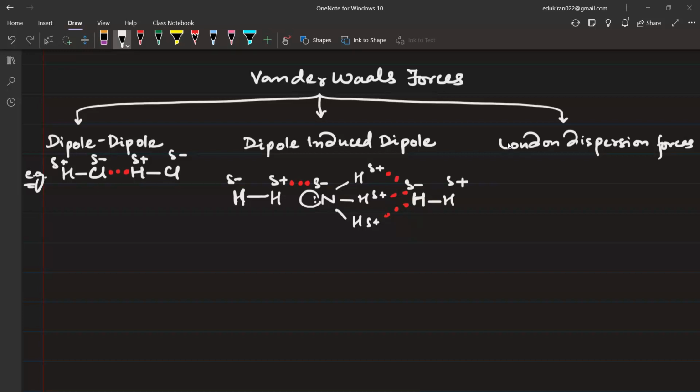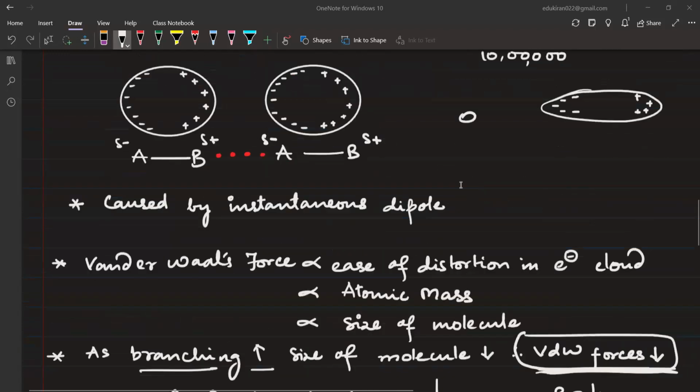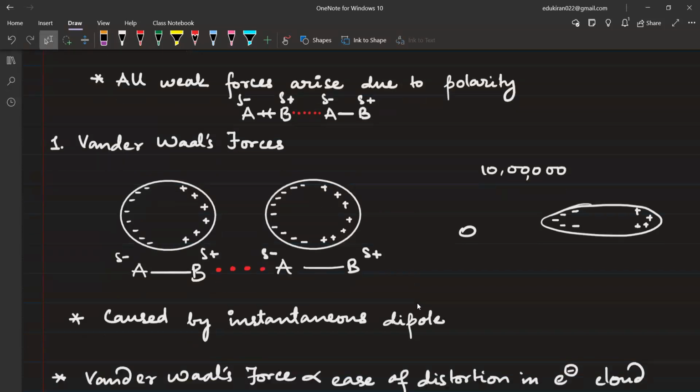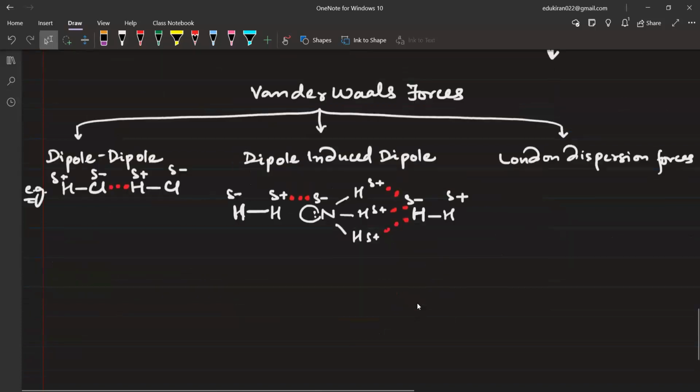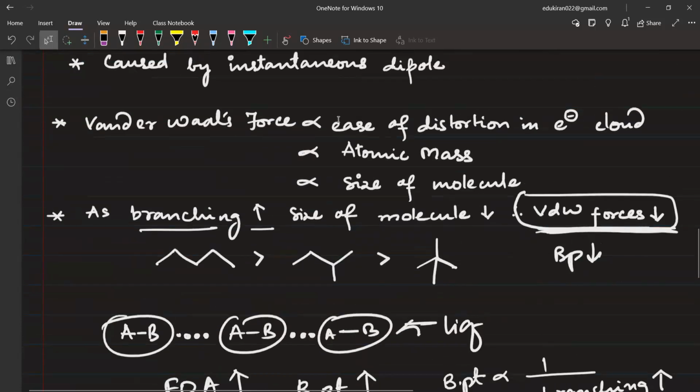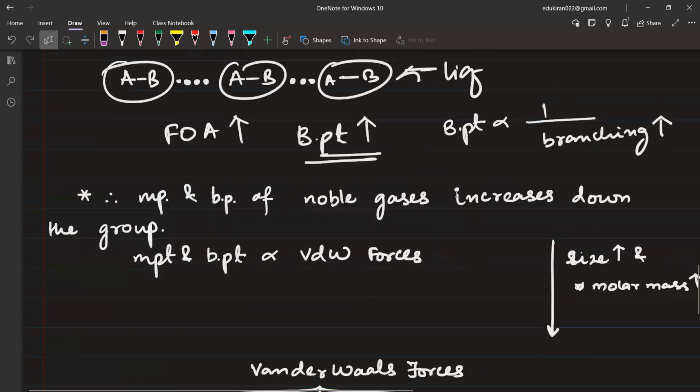Then we have last, the London dispersion forces that we talked about, which is the most difficult to understand, right? The instantaneous one. We have understood that well now, okay? This is the instantaneous example. So I start with the instantaneous and then move away and tell you that there are types, and this is the toughest one to understand. But now you know all of these are different types of van der Waals forces, and all of them depend on these things only: ease of distortion of electron cloud, atomic mass, and size of molecule.